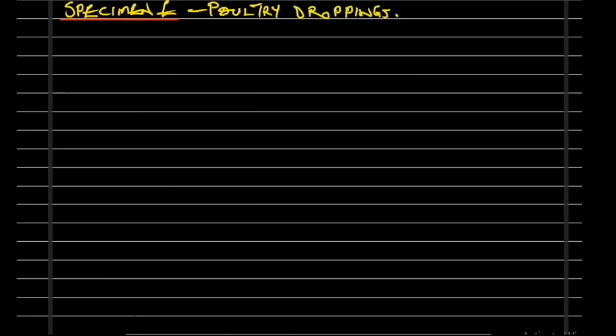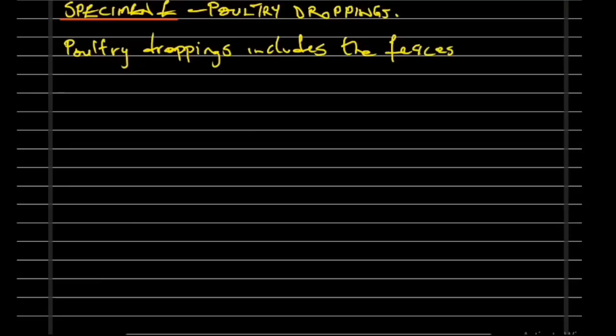So what do we have for specimen E? When we talk about the poultry dropping, we're actually talking about the feces of the chickens. Poultry droppings include the feces of the poultry birds. Yes, that's basically what the poultry dropping is.